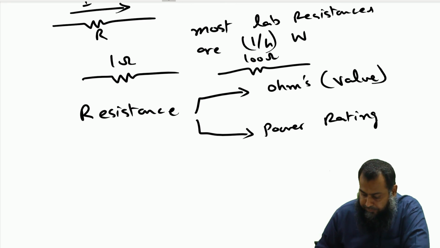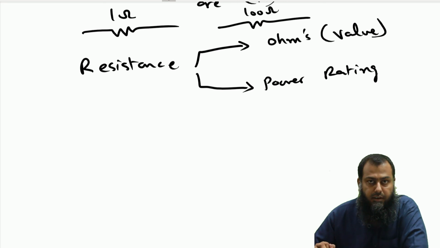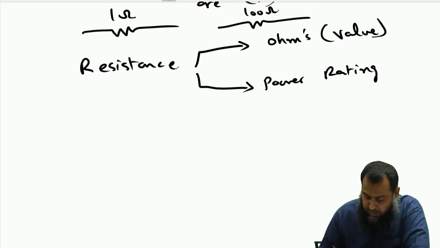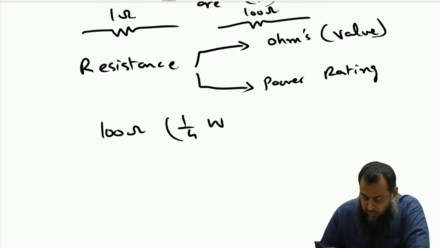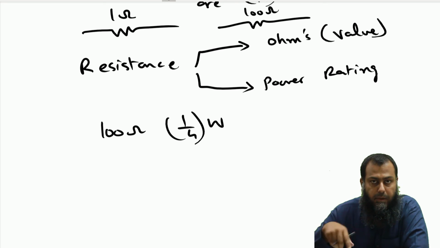If for some particular device we need a 100 ohm resistance, then we also have to specify the power rating of that resistance. Otherwise, installing a 100 ohm quarter watt resistance where the power dissipation is more than a quarter watt, the circuit will simply fail practically, although it will give you a very nice result on paper while you are solving it.